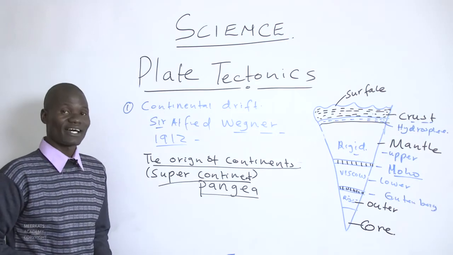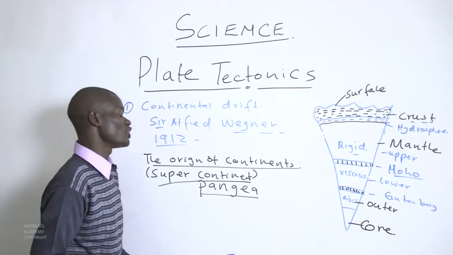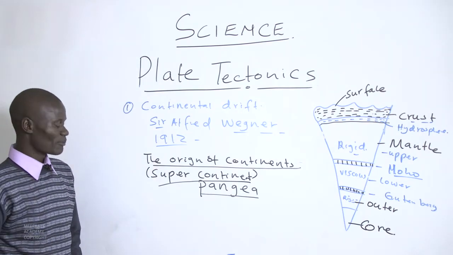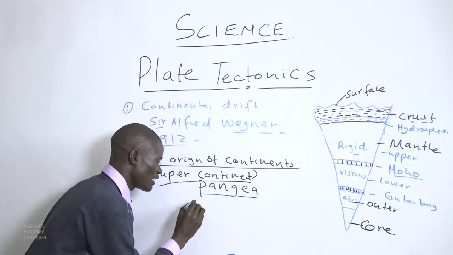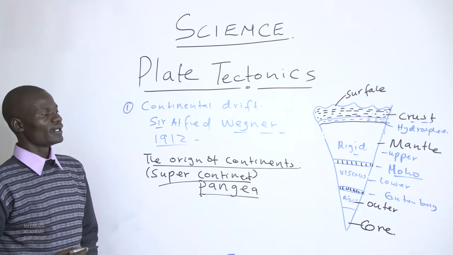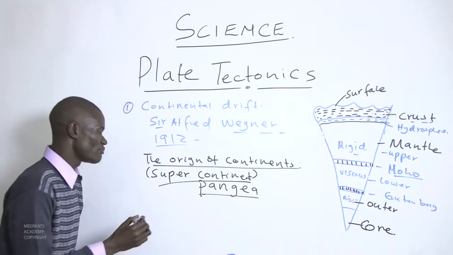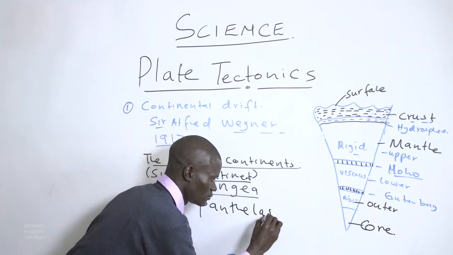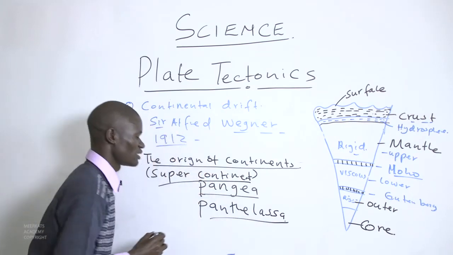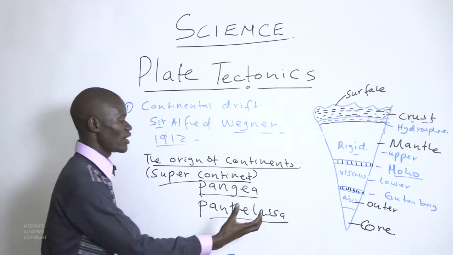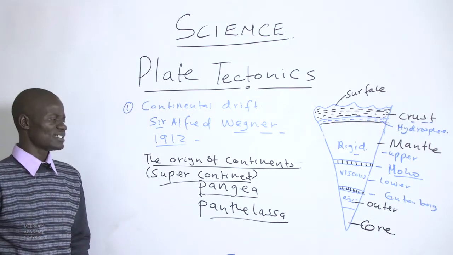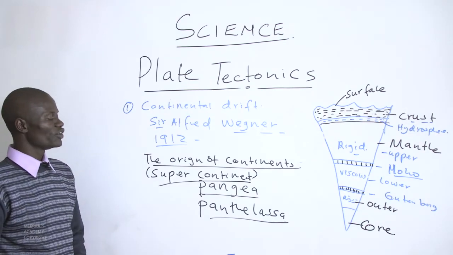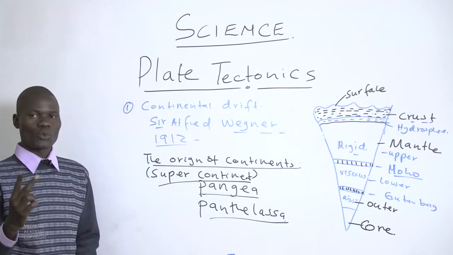What happened to Pangaea? During the Precambrian period, Pangaea broke up into two. Before it broke into two, it was surrounded by a huge water body called Panthalassa. This was a body of water that was surrounding Pangaea. Now, during the Precambrian period, many million years ago, Pangaea broke into two pieces.